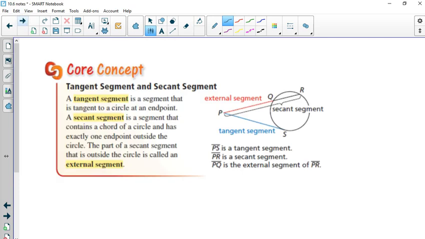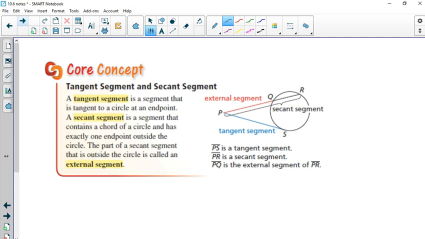Okay, tangent segment and secant segment. All right. So a tangent segment, remember, tangent just touches the outside, is a segment that is a tangent to a circle at an endpoint. So it's pretty much the tangent we've been talking about, just with endpoints.